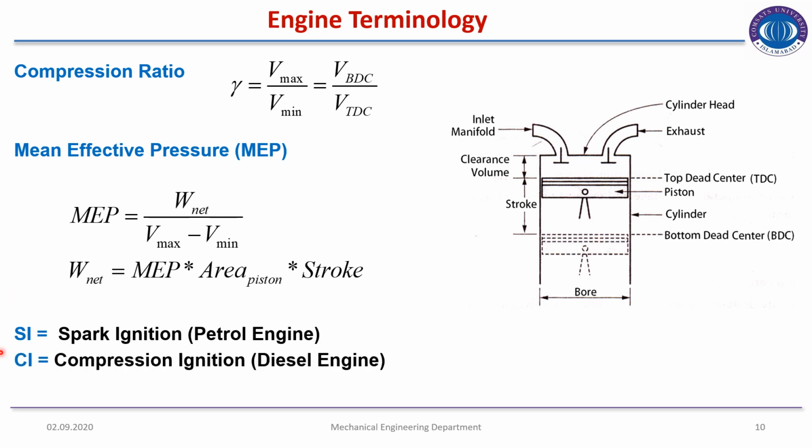Two abbreviations that might come up are usually used. Wherever SI is written, it means spark ignition, and wherever CI is written, it means compression ignition. Petrol engines are spark ignition engines, whereas diesel engines are compression ignition engines.